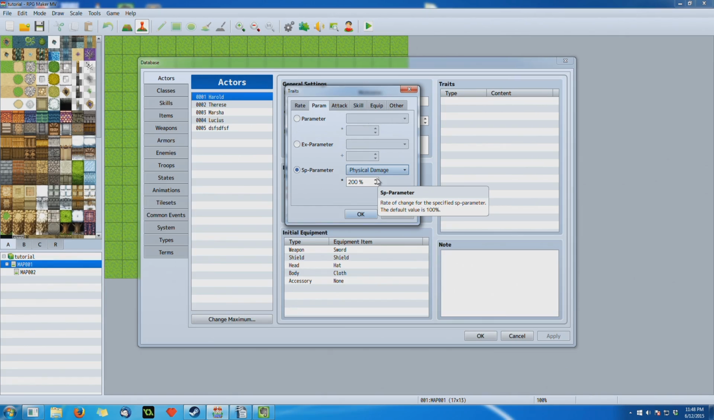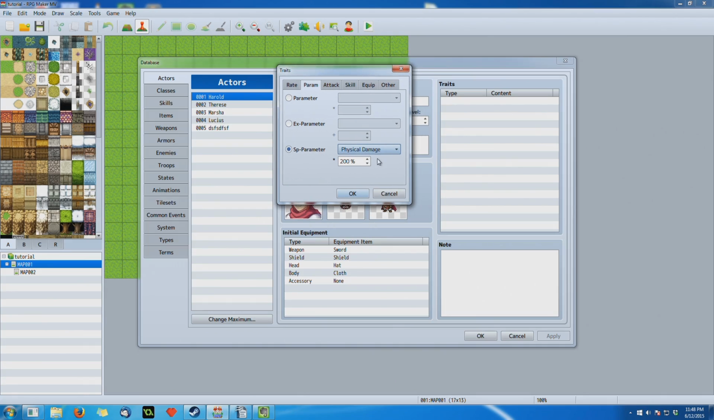The physical damage is how much physical damage you take, the person with this stat or trait. So let's say Harold has the physical damage of 200%, and an enemy does 20 damage against us normally. With this at 200%, that damage will be doing 40 damage against us. So it's incoming damage, not outgoing damage. It's the same for magical damage and floor damage.